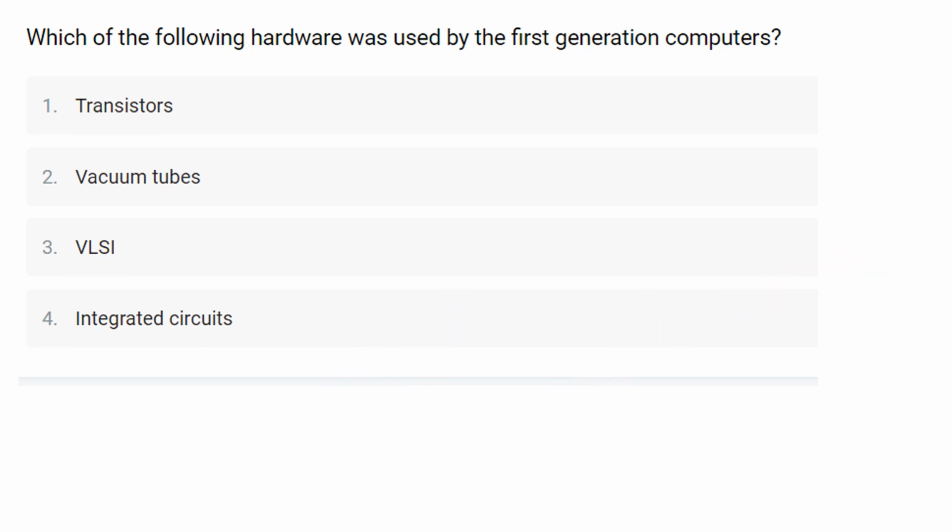So the correct answer here is option number 2. That is, vacuum tube was used by the first generation computer.